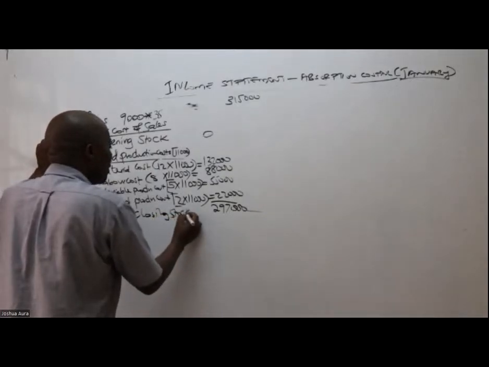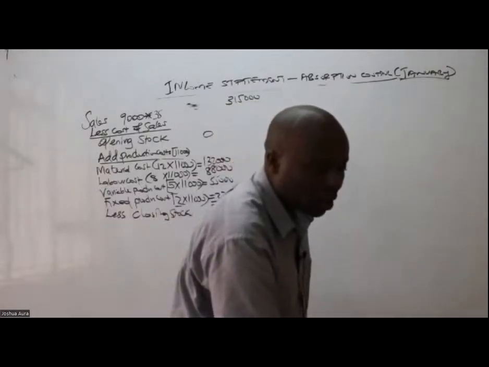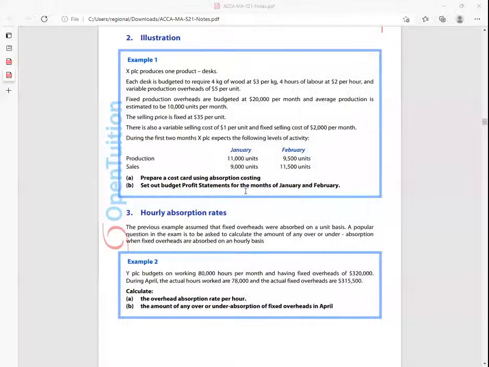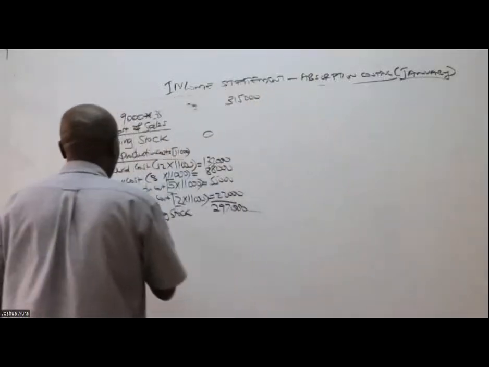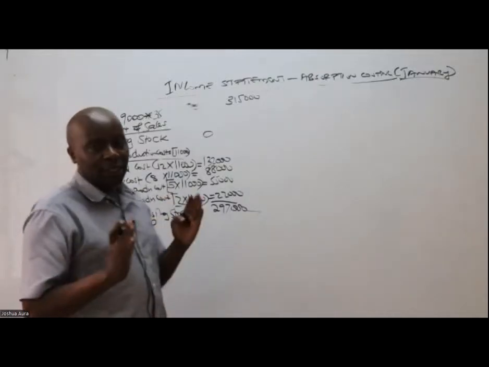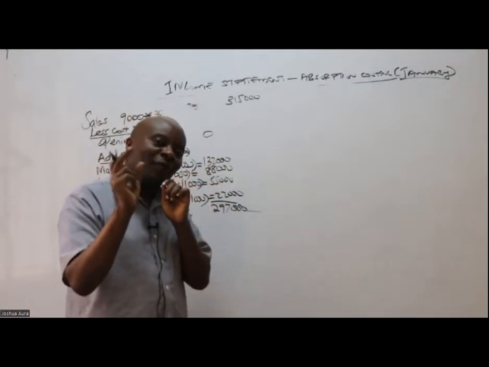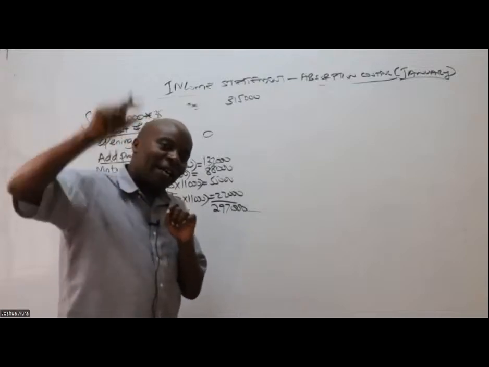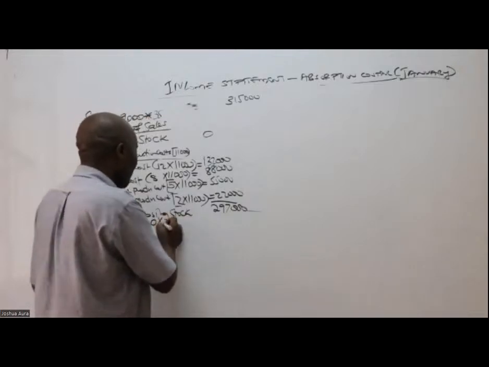You less closing stock. You are the ones who told me that we produced 11,000 units and sold only 9,000. So you must be having 2,000 which were not sold. So the closing stock here is 2,000. And remember, as I told you, closing stock is always valued at the standard cost card value, the total figure for the standard cost card. In this particular case, if I'm not wrong, it gave us 27.